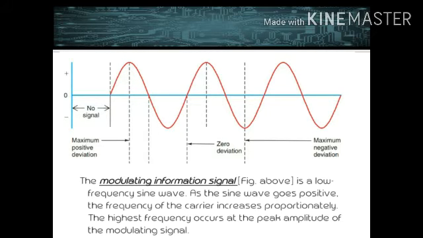Next is the modulating information signal, which is shown in the figure above. It's a low frequency sine wave. As the sine wave goes positive, the frequency of the carrier increases proportionately. The highest frequency occurs at the peak amplitude of the modulating signal.